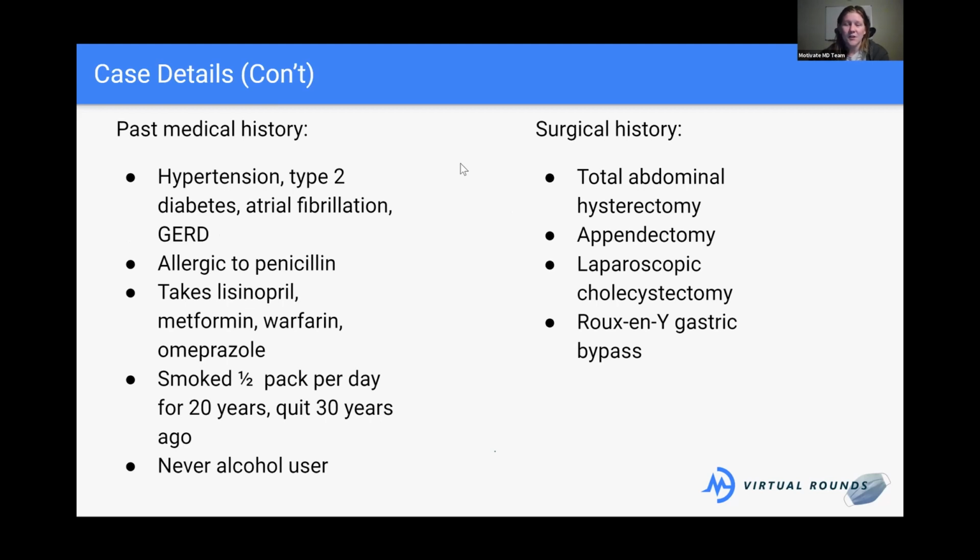So in addition to her HPI, or her history of present illness, we also want to talk about her past medical and her past surgical history. So she's, I think, a 70-something-year-old female. A lot of people at that age tend to have other comorbidities. This patient in particular has hypertension, type 2 diabetes, atrial fibrillation, and GERD, which is gastroesophageal reflux disease. So she's got some pretty typical things for that age. Good to keep in mind.